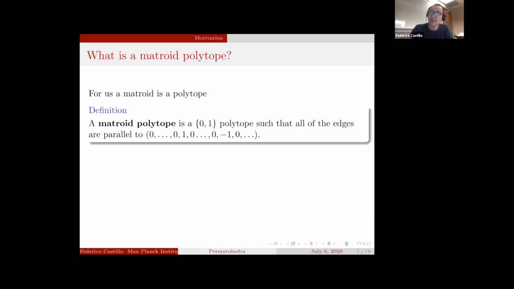So most of the entries are equal to 0, 1 is equal to 1, 1 is equal to -1, and that's it. The position of the 1 and the -1 can be anything. Okay, so these are polytopes characterized with two things. The vertices are very simple, just 0, 1 polytopes, 0, 1 coordinates. And the edges are simple, are roots of type A or these very concrete directions.